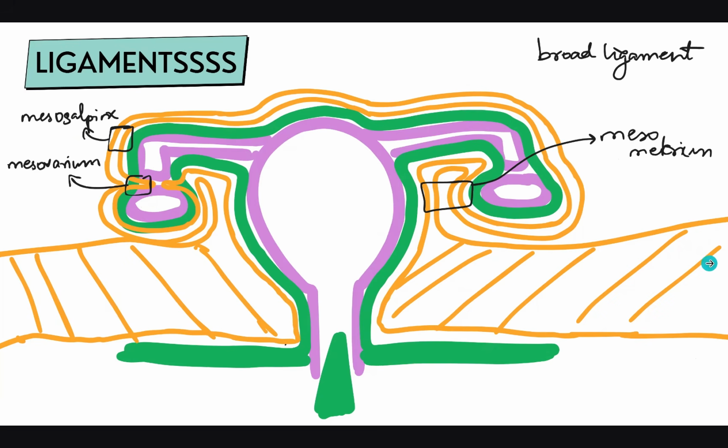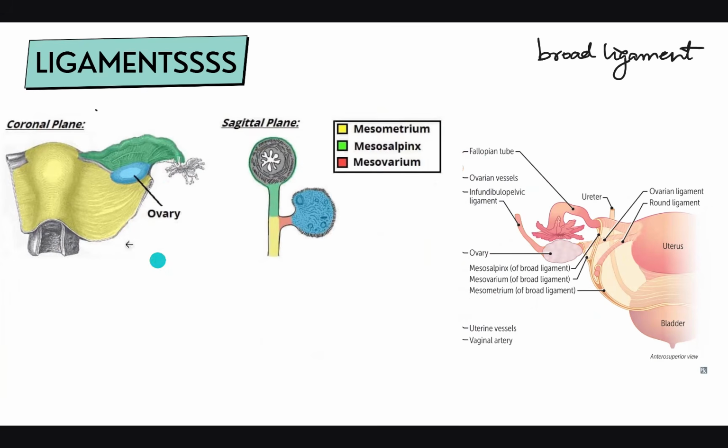Again, this is the mesosalpinx, the double layer of peritoneum, not the one that is covering the fallopian tube. No, we're talking about the broad ligament, which is a double peritoneal layer. So this double layer is called mesosalpinx, this double layer is called mesovarium, and this double layer is called mesometrium, and together they're called the broad ligament. Okay, is that it? Yes, that's it.